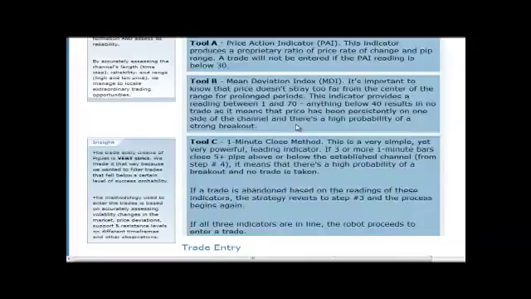Tool C, the 1-minute close method. This is a very simple yet very powerful leading indicator. If 3 or more 1-minute bars close 5+ pips above or below the established channel from step number 4, it means that there's a high probability of a breakout and no trade is taken. Of course, if all 3 indicators are in line, the robot proceeds to enter a trade.